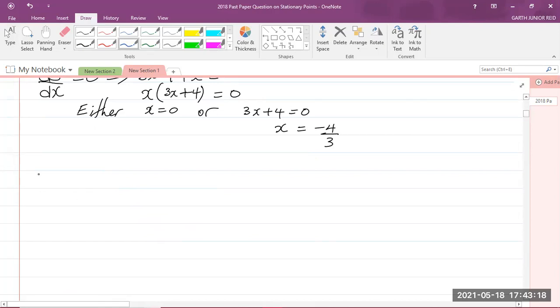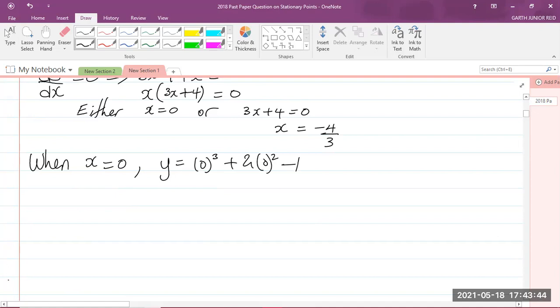So we know y is equal to x cubed plus 2x squared minus 1, and I'm going to substitute the values for x inside. So when x is equal to 0, y is equal to, substituting 0 into y as x, 0 cubed plus 2 times 0 squared minus 1. Just replacing x as 0 into y, and this is going to be equal to negative 1. So that is the corresponding y value.